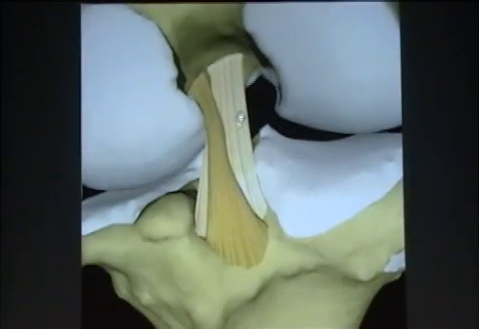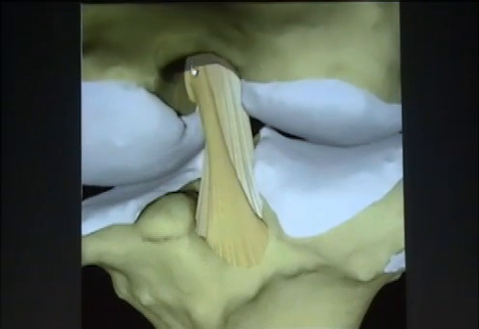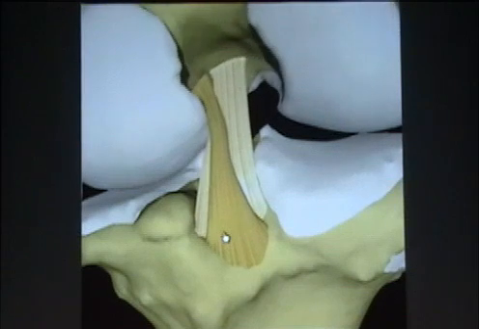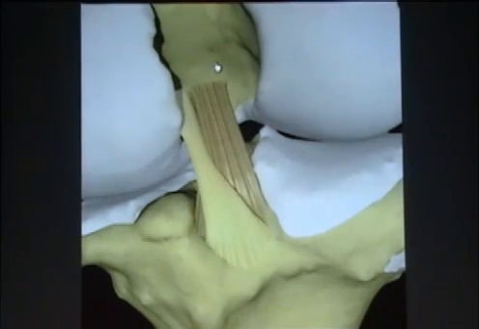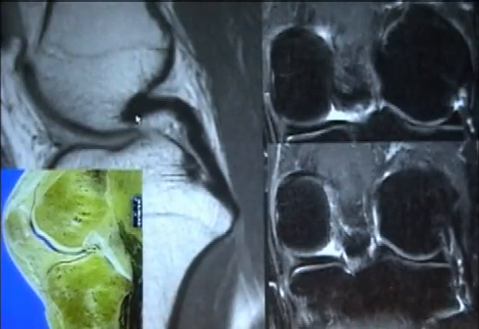So as you can see, as there's flexion, the anterolateral band is going to become more tense. And then as the knee comes back to extension, if you look at the posteromedial band here, that's going to become more tense. So the two bands of the posterior cruciate ligament. Remember, the posterior cruciate ligament is much stronger than the ACL.